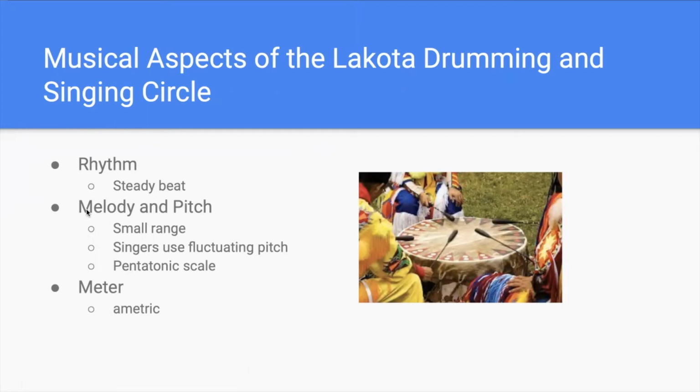They didn't really go above sol in a major scale. And the singers used that fluctuating pitch that you heard that was kind of similar to vibrato, except it was wider and slower. And then they also used the pentatonic scale. And the meter that they used was ametric, so there really was no set meter, or just kind of no repeating structures in there to let you know that there were measures. There was just a steady beat, and then the singer sang over it.